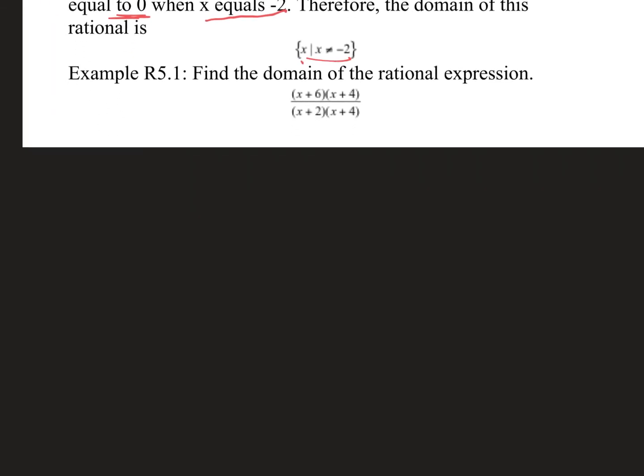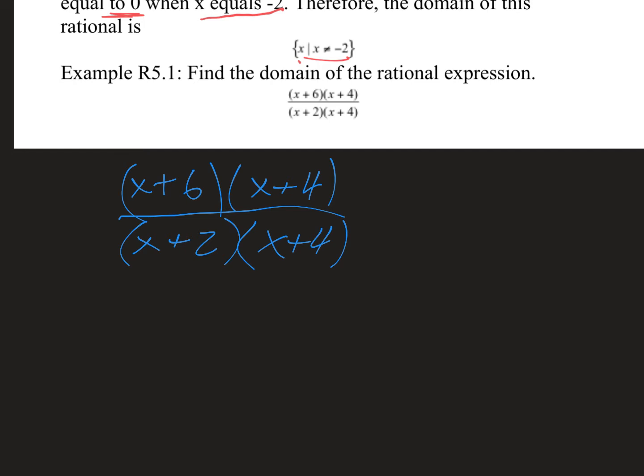So let's take a look at our example below, x plus 6 times x plus 4 over x plus 2 times x plus 4. So now we take this rational and we're going to look at just the denominator, and we see two factors here, x plus 2 and x plus 4. And based on the zero product property, we know that in order for this denominator to be equal to 0, either x plus 2 is going to equal 0 or x plus 4 is going to equal 0. So what we'll do is we'll take them and we'll individually solve them. So let's do x plus 2 equal to 0, and we'll also do x plus 4 equal to 0.